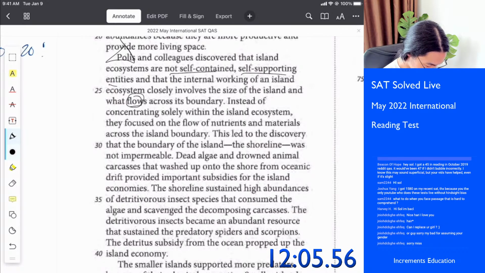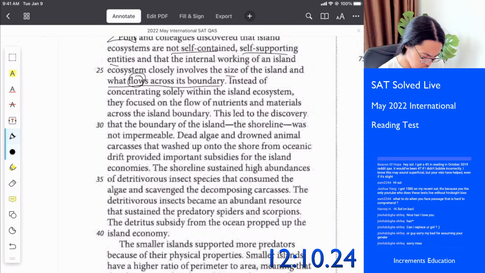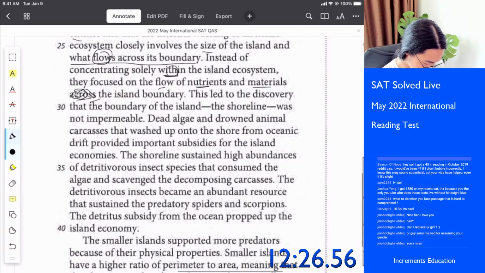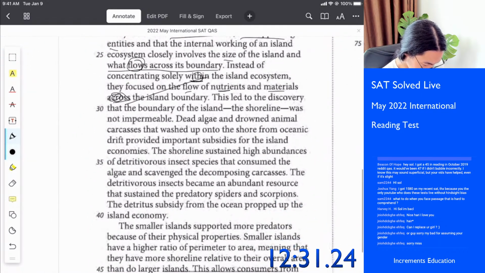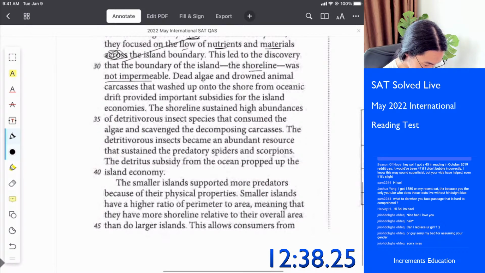And what flows across this boundary, the size of the island and what flows across this boundary. What is the boundary of an island, by the way? Is that just the... what is that? Flow of nutrients and materials across, within versus across, okay? This led to the discovery that the boundary of the island, the shore, okay, that's the boundary, is not impermeable.